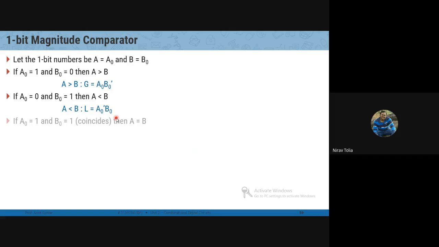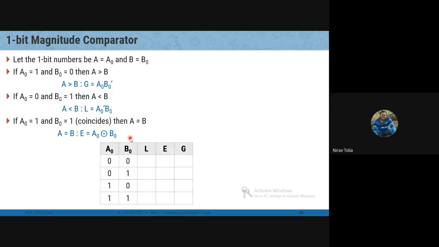Now last, for the equality. If my A0 is equal to 1 and also my B0 is equal to 1, then we can say A equals B. Also, if my A0 is 0 and B0 also is 0, then also we can say A equals B. And the equation for A equal to B is A0 exclusive NOR B0. This is the symbol of exclusive NOR. So this is the equation for that. So let's make a truth table.